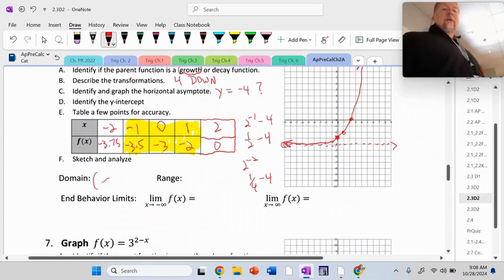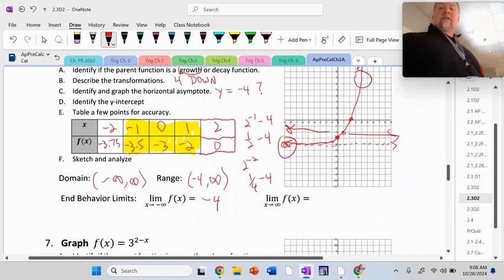Domain is always all real numbers, but the range is changed. Yes, the range is changed to -4 to infinity. As x goes to negative infinity, y approaches -4. And as x goes to positive infinity, y goes off to positive infinity.